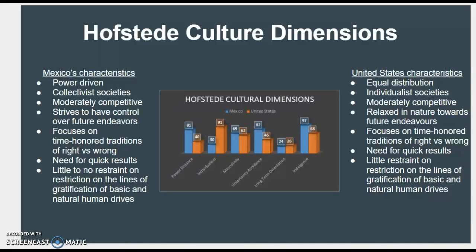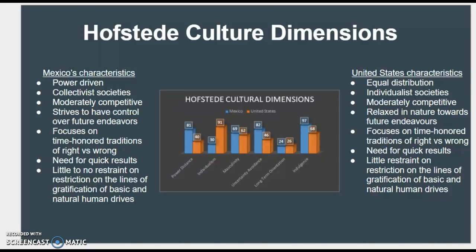Mexico scored high in uncertainty avoidance. This shows a need to have control over future endeavors. In this area, they focus on high levels of standards in beliefs and behavior. The U.S. is more relaxed in this area. Neither country has a high stance on long-term orientation, which shows that their values reflect time-honored traditions of right versus wrong, plus the need for immediate results.